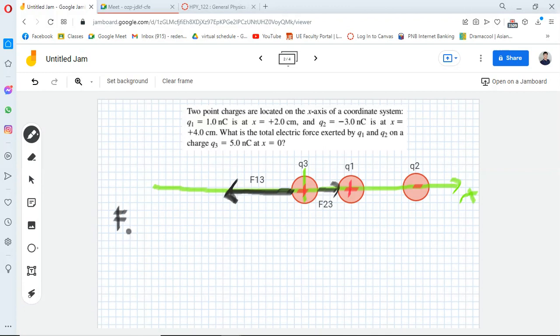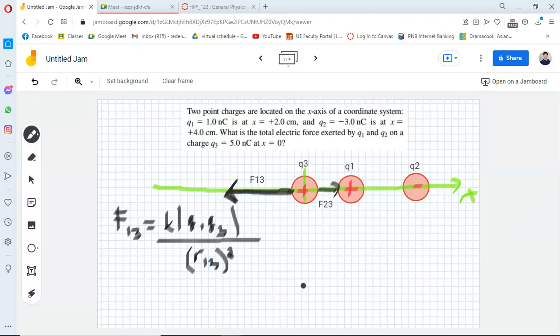So, F13 now, okay, is equivalent to K times the absolute value of Q1. Okay, and then you have Q3 divided by R sub 1, 3 quantity squared. Okay, don't forget that. And then just substitute the given values. For K, the 9. For Q1, nandiyan naman, 1 nanocoulomb. So, gagawin mo siyang 1 times 10 to the negative 9. Okay, so hindi ko na siya isusulat dito para hindi matagal, no?